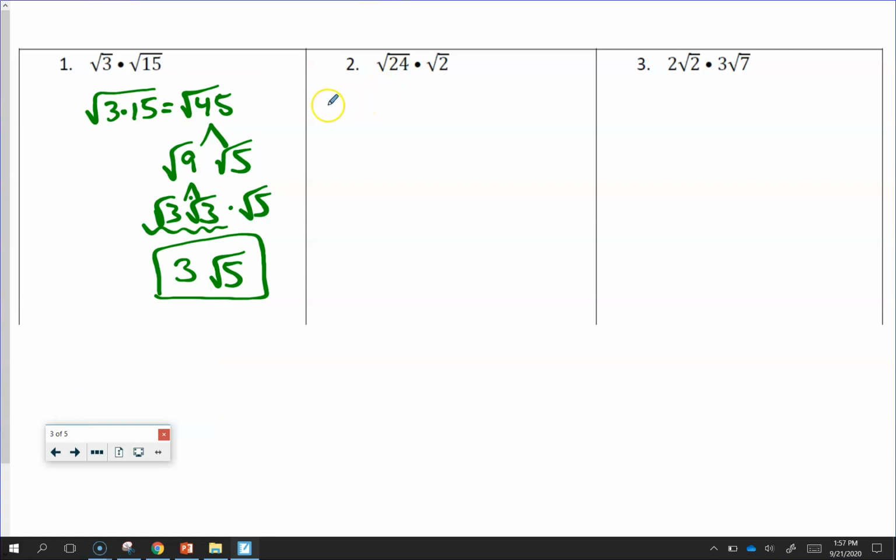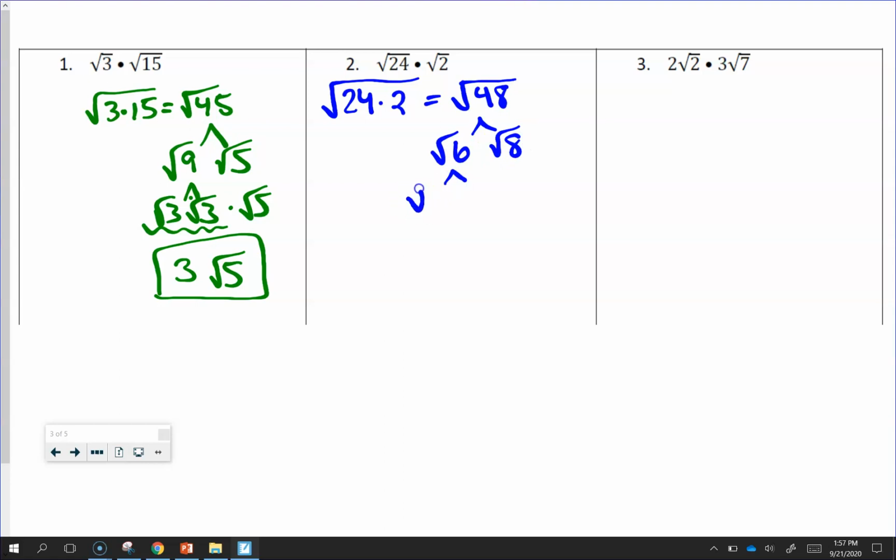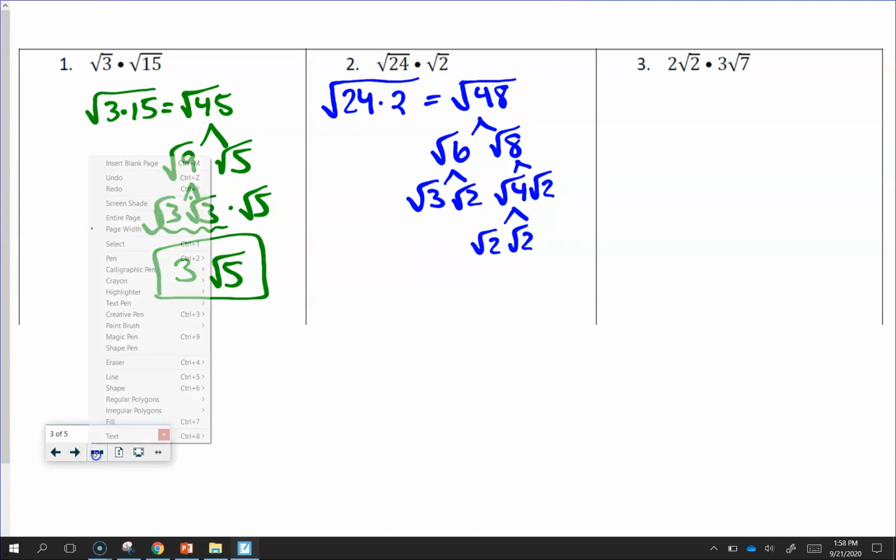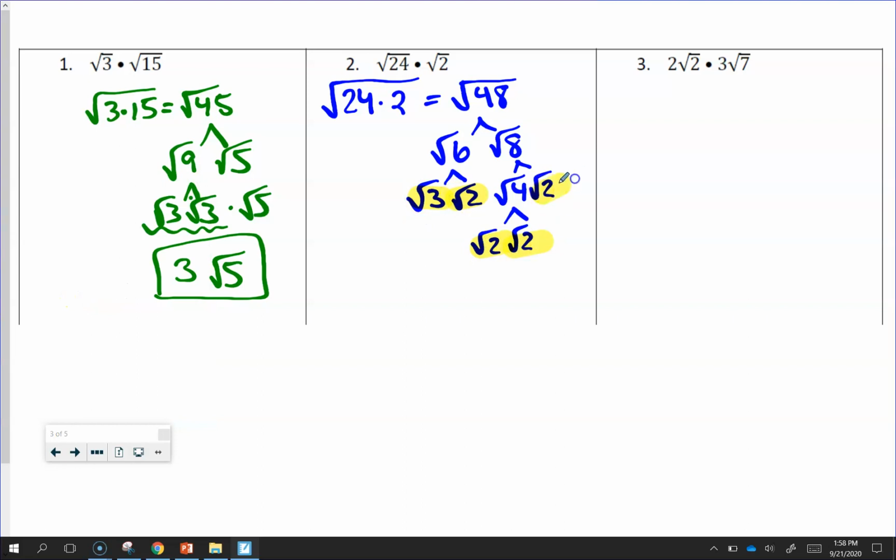Number 2, we're going to start off by multiplying 24 times 2 because they're both under the radical. So that gives me the square root of 48 to work with. To break this apart, most of you probably think of 6 and 8, so I'll go with that. 6 can break apart again to 3 and 2. 8 can break apart to 4 and 2. And then 4 can break apart again, right, to be 2 and 2. Okay. So the end of my branches, I got these two, I got these, and I got this.